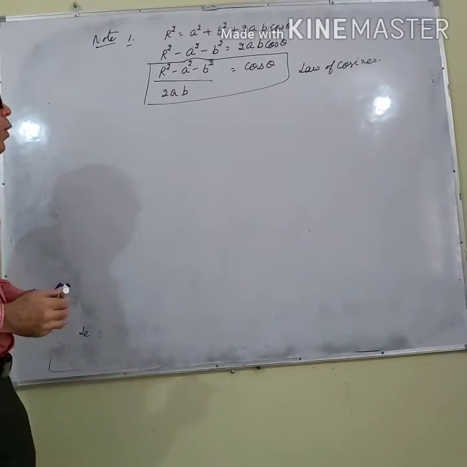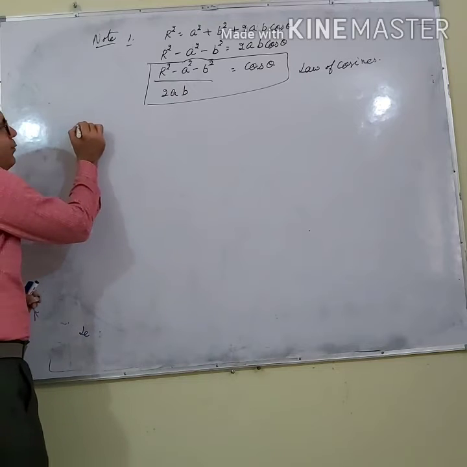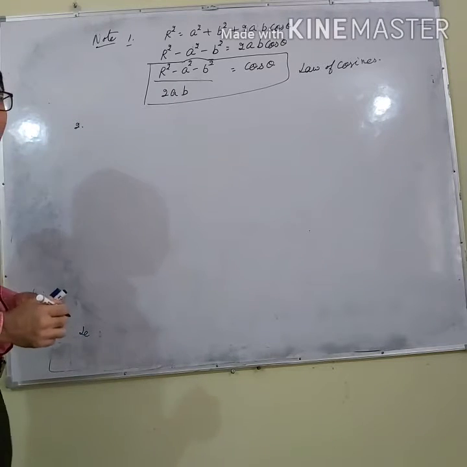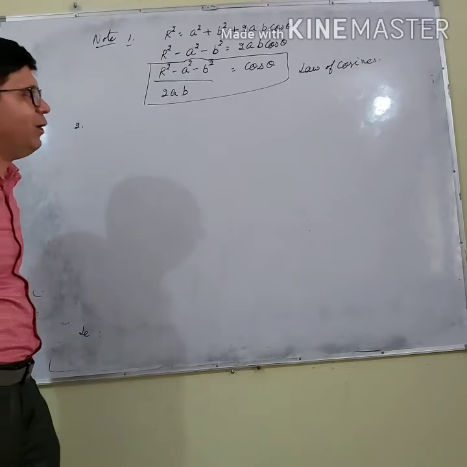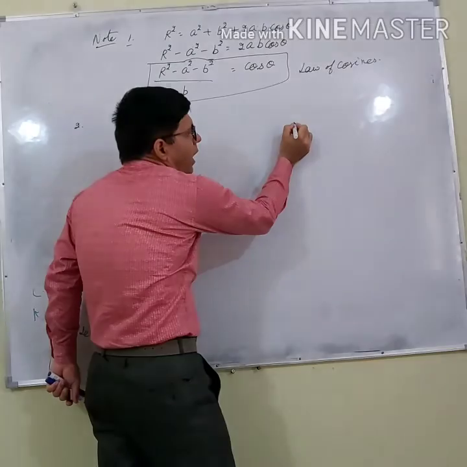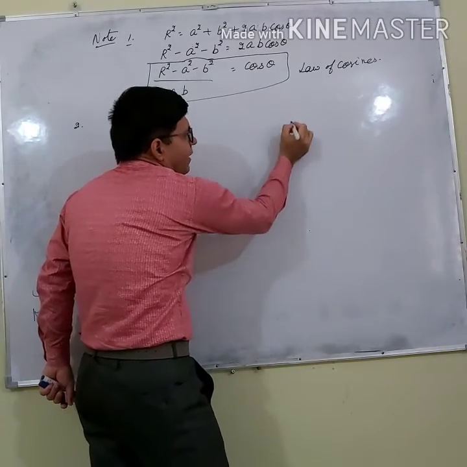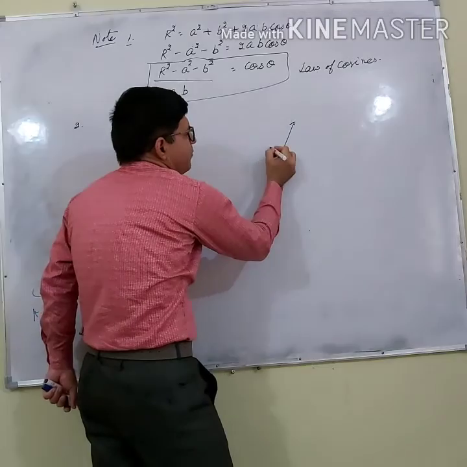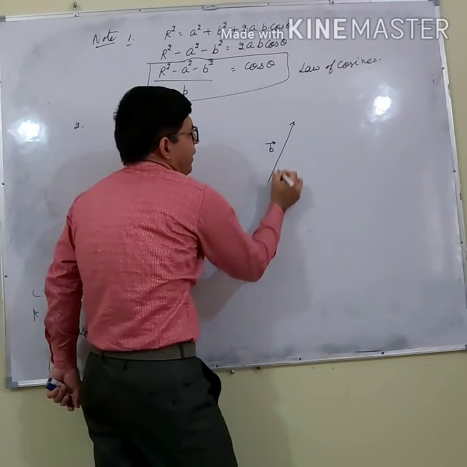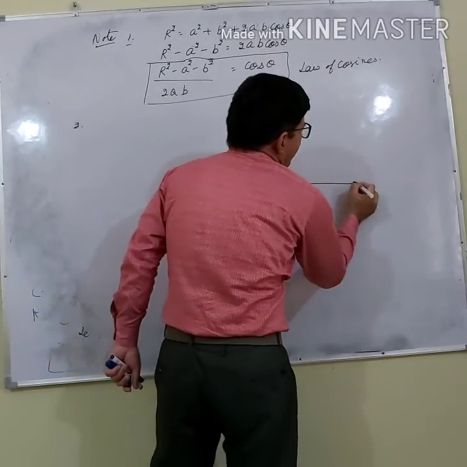And if there is a law of cosines, definitely there should be a law of sines also. Let's check it out. What is that law? Now I am drawing the diagram once again. This is the vector B, and here we have vector A.